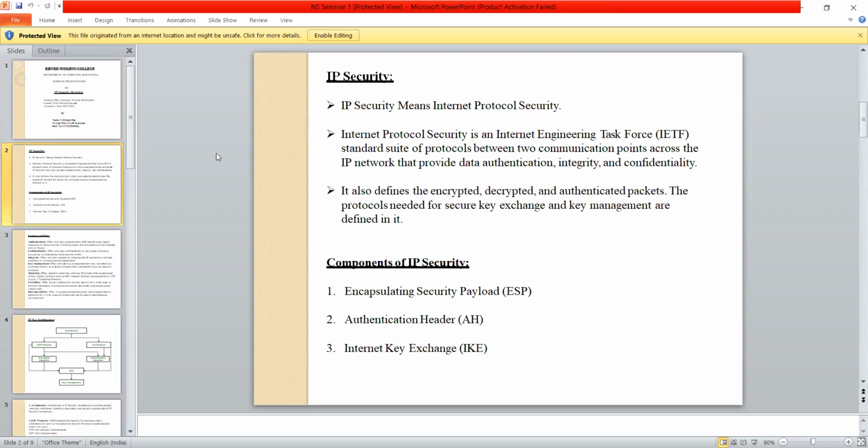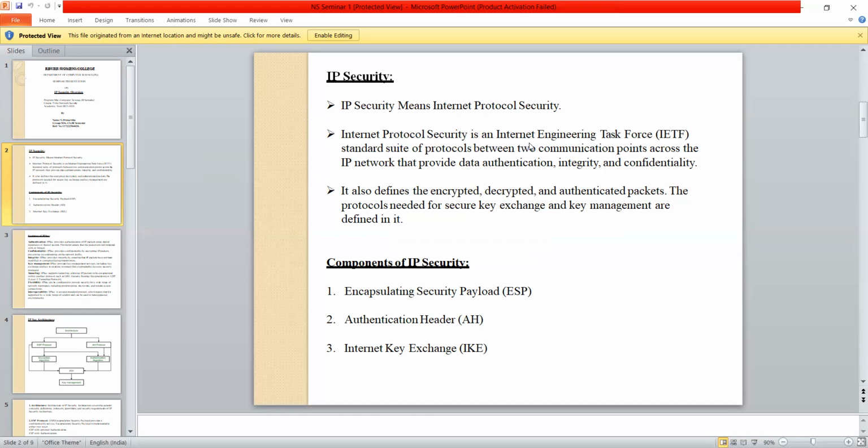First of all, we will learn what IP security is. IP security means Internet Protocol Security. Internet Protocol Security, from the Internet Engineering Task Force, is a standard set of protocols between two communication points across the IP network that provide data authentication, integrity, and confidentiality.